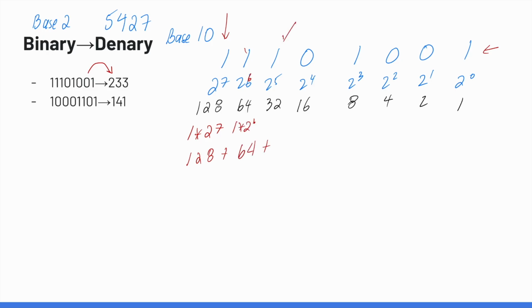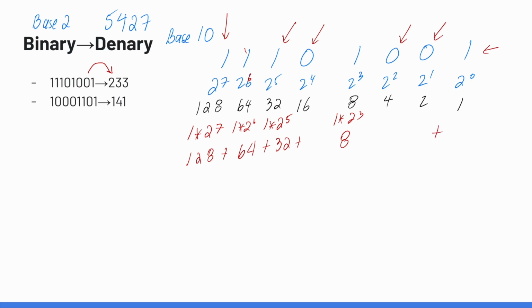Next we have 2 to the 5th. So we can do 1 times 2 to the 5th, which is going to be 32. And next we have 0 times 2 to the 4th, which is just going to be 0, so we're actually going to skip that. And next we have 1 times 2 to the 3rd, which is going to be 8. And we have 0 right here, so we're going to skip that. And we have 0 right here, so we're going to skip that.